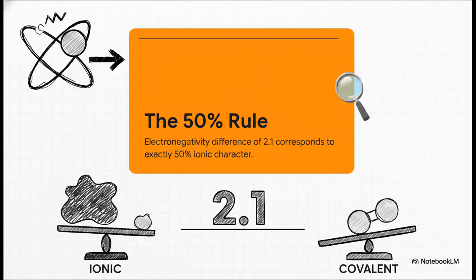So the crucial point is that we use electronegativity, which is the pull an atom has on shared electrons, to measure that shifting character. Pauling established the 50% rule. If the difference in electronegativity between two atoms is exactly 2.1, that bond sits perfectly on the fence, possessing exactly 50% ionic character. Anything above 2.1 leans ionic, anything below leans covalent. However, keep in mind as chemistry students that the Pauling scale does have limitations. It's an empirical approximation, and real-world environmental factors, lattice energies or oxidation states, can subtly shift these predicted percentages.